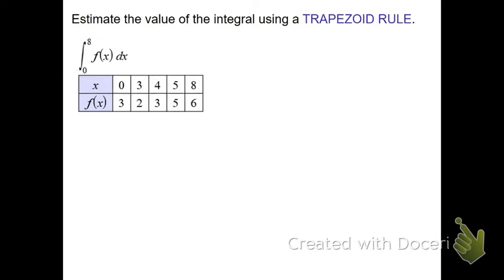Midpoint rule. Oh, nope, I lied. Trapezoid rule. For the trapezoid, you have to remember the formula: 1/2 the height times the sum of the bases.